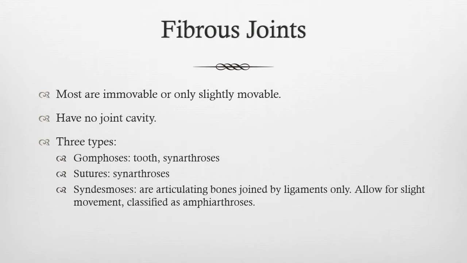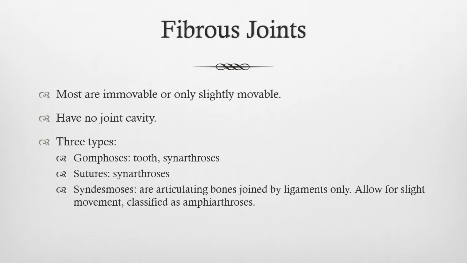Three general types that we may be familiar with are things like gomphoses. This is the joint in between your tooth and your jaw. We have sutures, which are in between two bones. This generally has a sheet of fibrous connective tissue that goes in between them. These are things in the skull like our sutures. We also have them in between our arm bones and our leg bones as well.